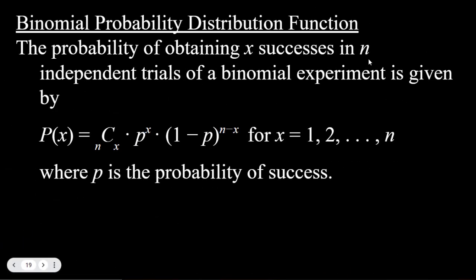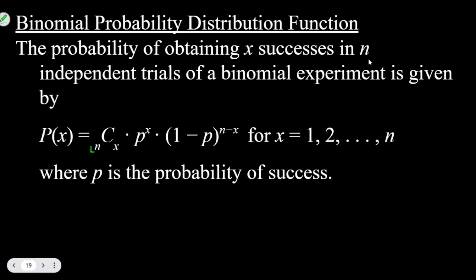So continuing to talk about our binomial probability distribution function, the probability of obtaining X number of successes in N independent trials of a binomial experiment is given by this formula. Probability of X, P of X, equals N C X. Now you will remember, hopefully, from our previous classes that this means you've got a combination. And the combination means we're going to find the number of times that this number of successes could happen if we don't care about the order, because we really don't care what order the successes happen in.